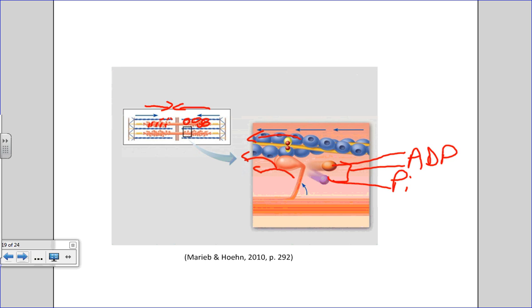And you remember what happens when a muscle contracts. The sarcomere gets shorter. The Z lines are pushed closer towards the center. All right, and this is what we would call the power stroke.